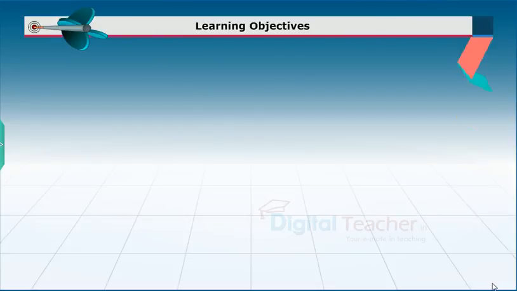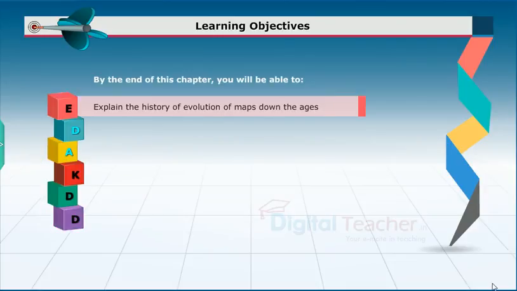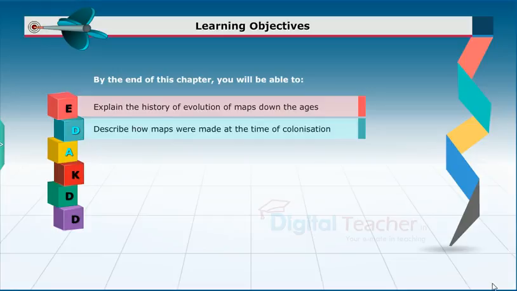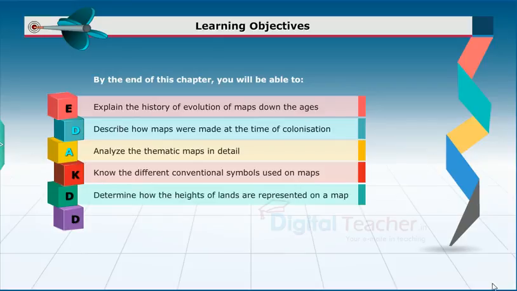Learning objectives. By the end of this chapter, you will be able to explain the history of evolution of maps down the ages. Describe how maps were made at the time of colonization. Analyze the thematic maps in detail. Know the different conventional symbols used on maps. Determine how the heights of lands are represented on a map. Define the contour lines.